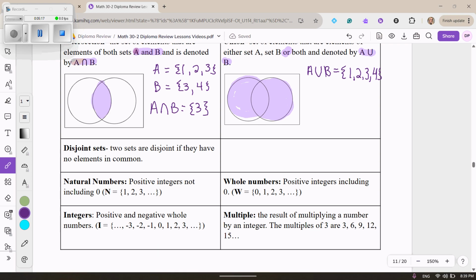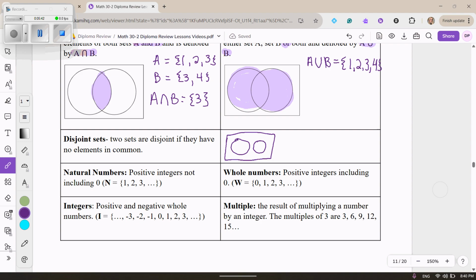Okay, disjoint sets are two sets that have no elements in common. So if we were to think of a Venn diagram, they would be completely separate. No elements in common. We also call this mutually exclusive when it came to probability.